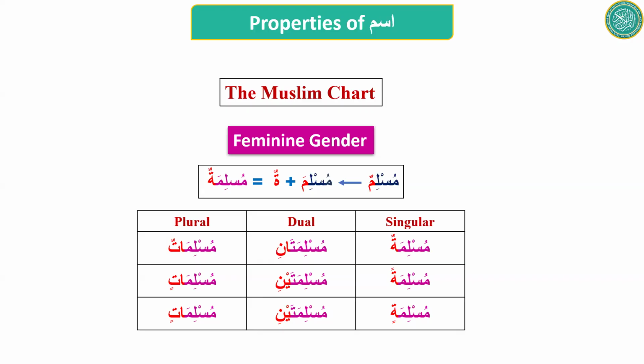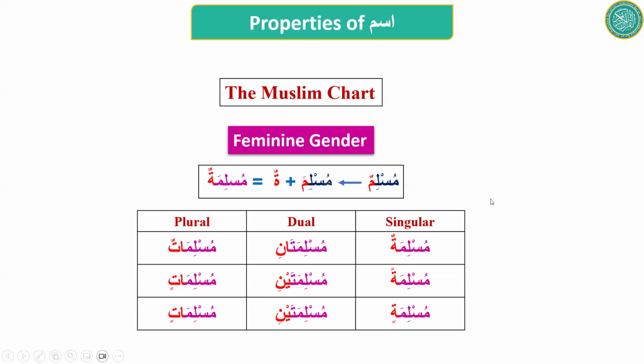Muslimatani, Muslimataini, Muslimataini. It means two female Muslims. And Muslimatun, Muslimatin, Muslimatin. That means more than two female Muslims. Remember, there is no Muslimatan. All right? It's only Muslimatin.